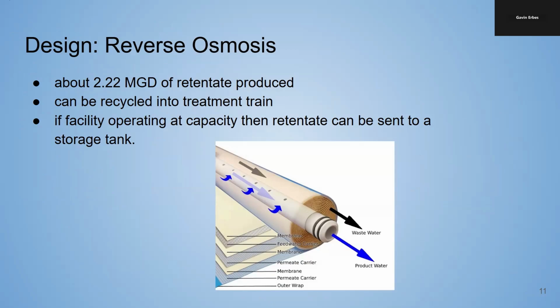This can either be recycled back into the treatment train to go through reverse osmosis again, or if the facility is operating at or above capacity, then the retentate can be sent to a storage tank where it can either be retreated later or disposed of.